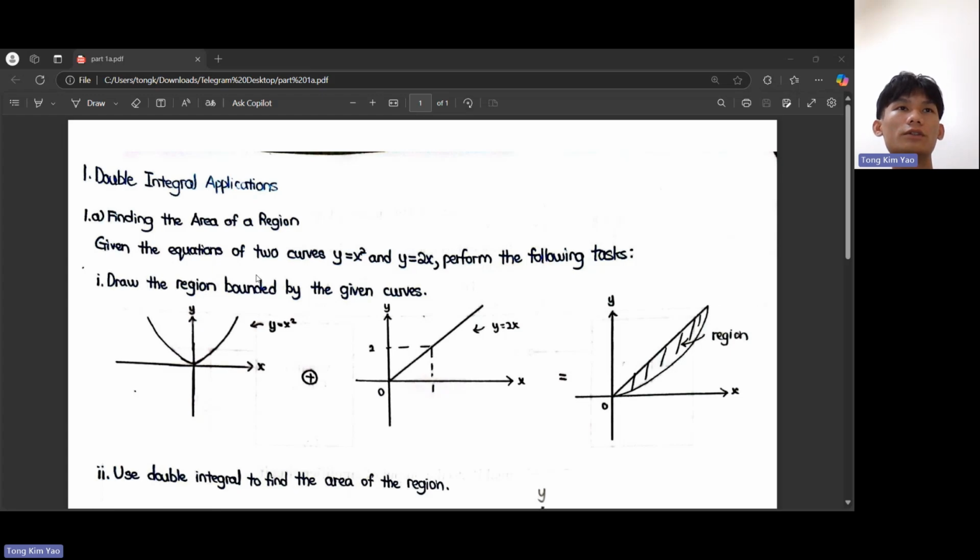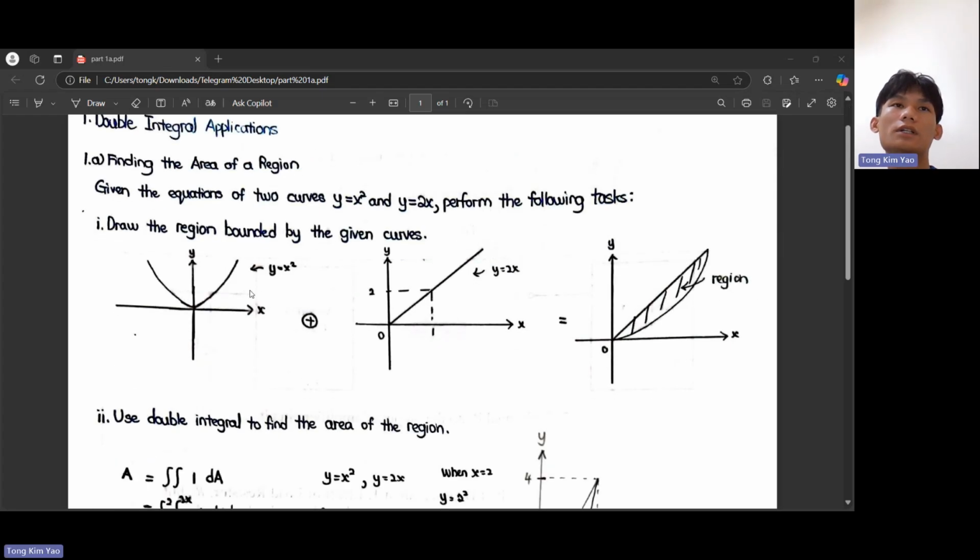Question 1. We need to find the area of the region bounded by the given two curves, y equals x squared and y equals 2x. Firstly, we draw the curve for y equals x squared, and then draw the curve for y equals 2x. Lastly, we combine the two curves to get the bounded area.